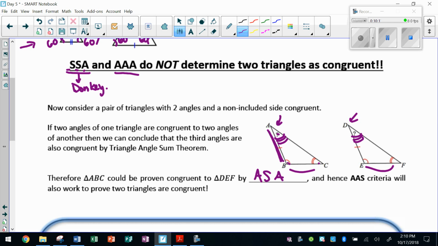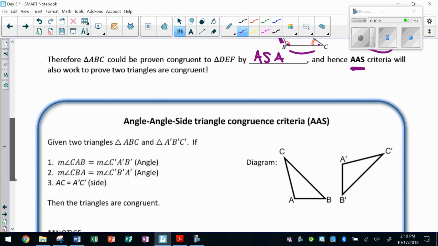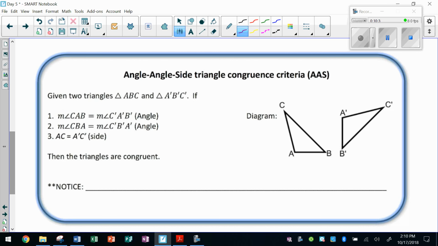So since we don't really need that third angle, it's sufficient to say that if you know two angles and a non-included side, angle side will work. All right, and there's our congruency criteria for today. So angle side. If the measure of angle CAB, so let's mark it, is congruent to C prime, A prime, B prime, and CBA is congruent to C prime, B prime, A prime, and then you have a non-included side, AC, A prime, C prime, then the triangles are congruent.